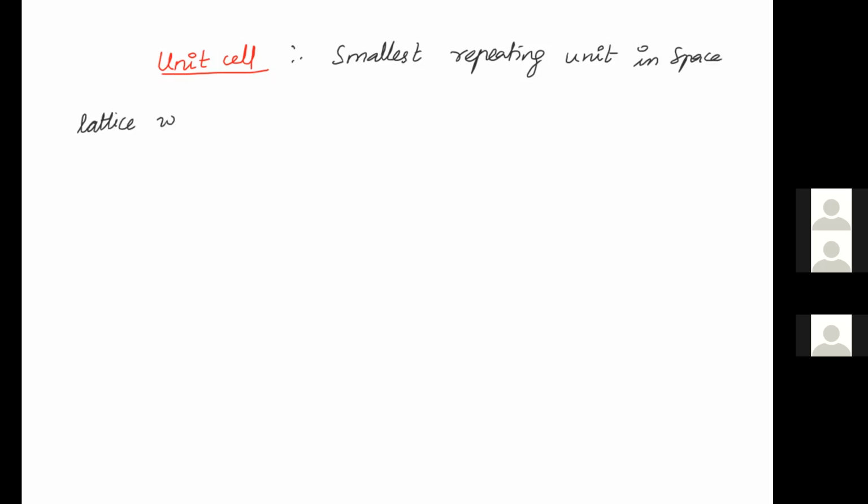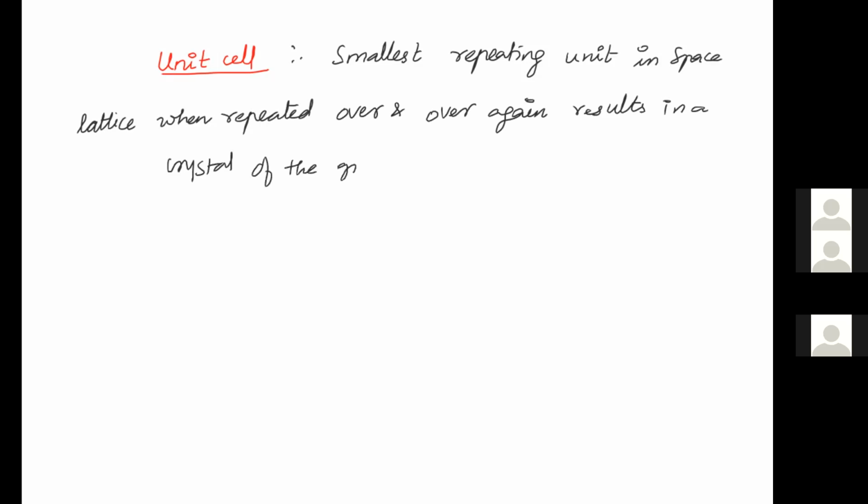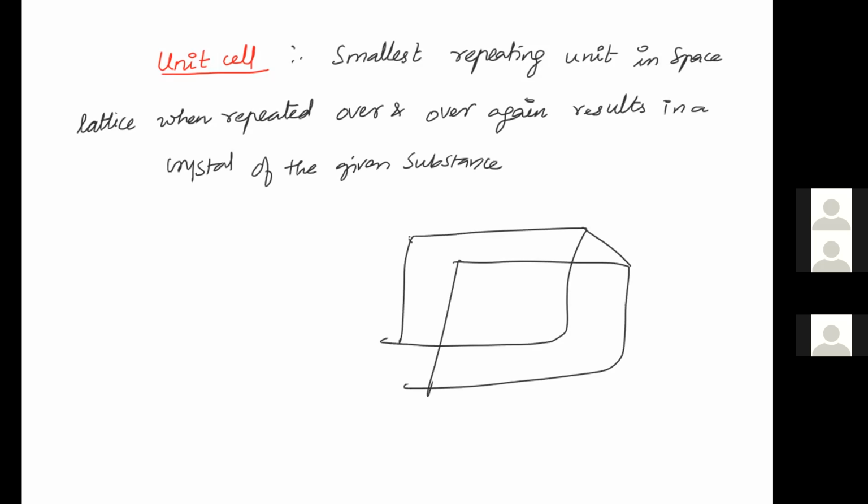So you might have seen so many cubes together. We'll understand the basic terminology first in solid state, that is, the unit cell. The unit cell is the smallest repeating unit. As I said, in this space lattice, when it is repeated over and over again, it results in a crystal of the given substance. If you have a bigger cube like this, in it there are so many more cubes.